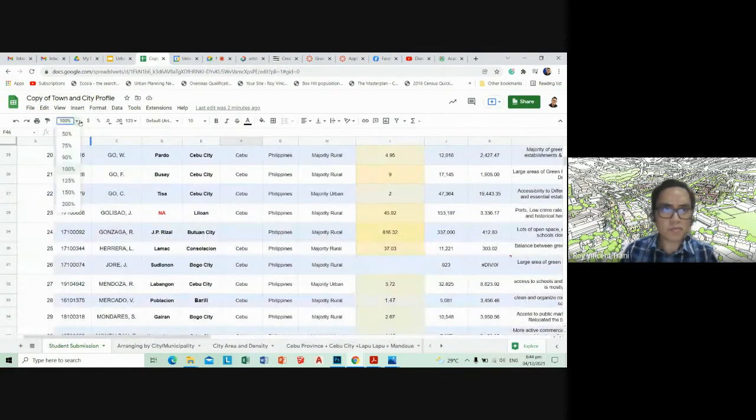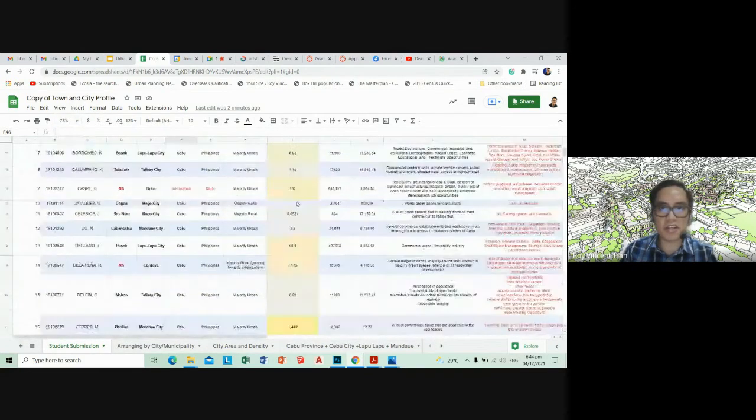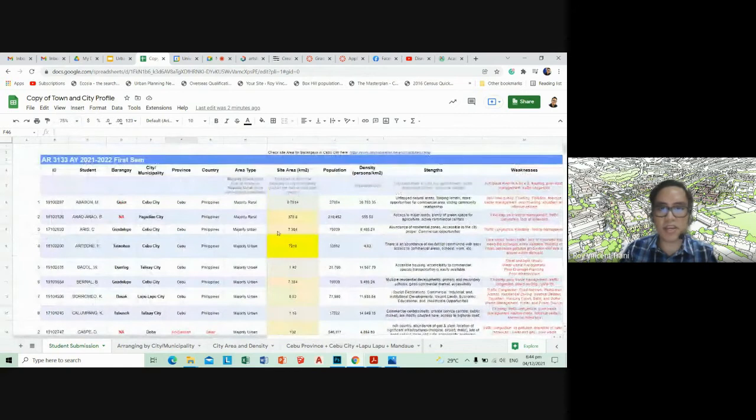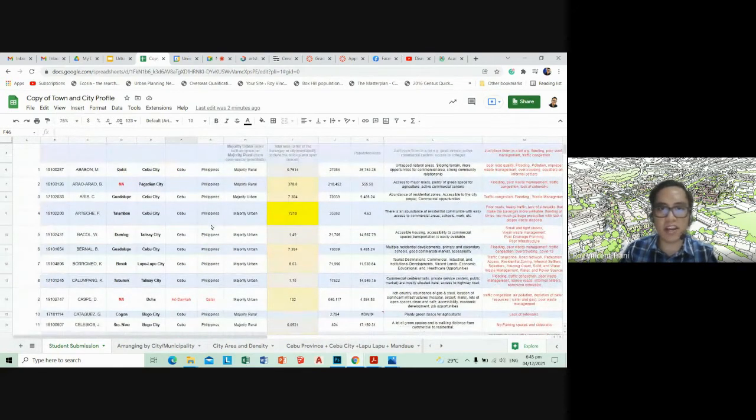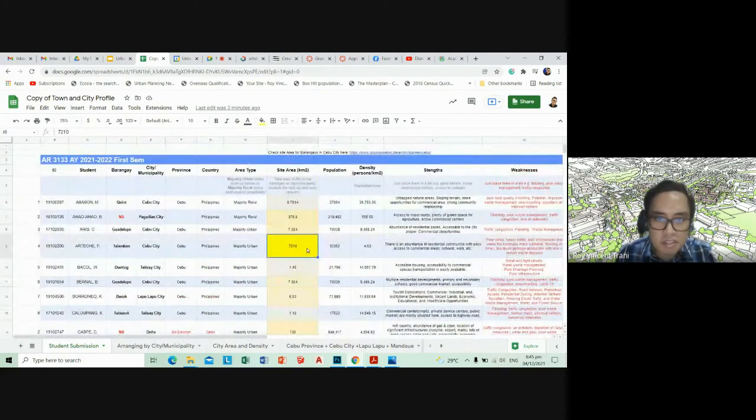Okay. So I did a quick comparison here, like which barangay in our group, in my classes, has the biggest area? So we have, I think this is an error. Let's see, is Talamban really 77,200 square kilometers? I think this is wrong.